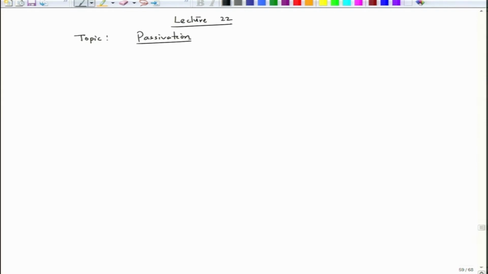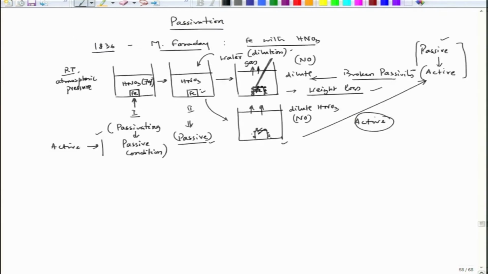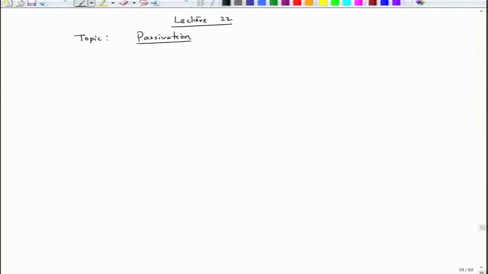We started our discussion on passivation in the later part of the last lecture, where we discussed the very experiment that the great Faraday did. That means iron with HNO3 solution. You can have a strong solution and a dilute solution, and then we could see that there is a transition from active to passive as well as passive to active because of some actions taken on that. So, we could introduce the passivity.